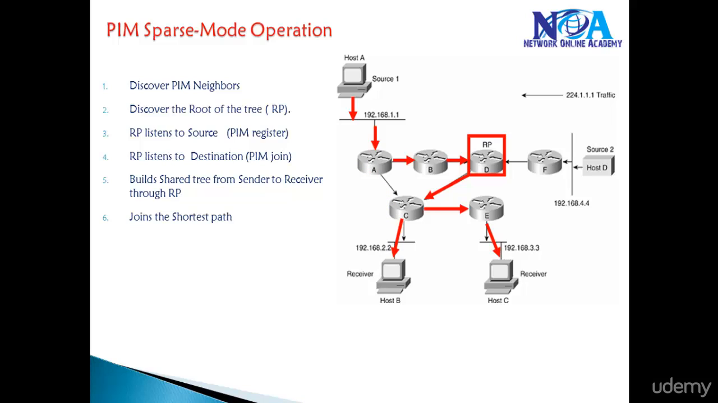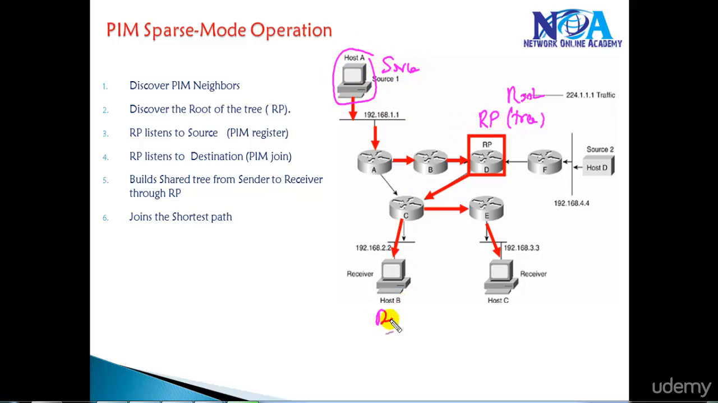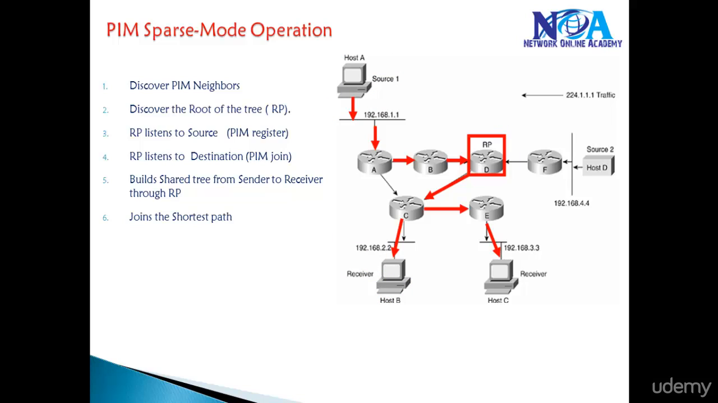Once they discover the PIM neighbors, once we enable multicasting and PIM on all the routers, the next step is they need to decide the RP, or every router should learn about the rendezvous point. The RP is the root of the tree. We can say it is the root of the tree, or a central point, or the router which is going to provide the information about the source who is sending the multicast traffic and to the destination. So the information from source to destination is provided by the RP. We can say the RP is a reference point for the complete route of the shared tree.